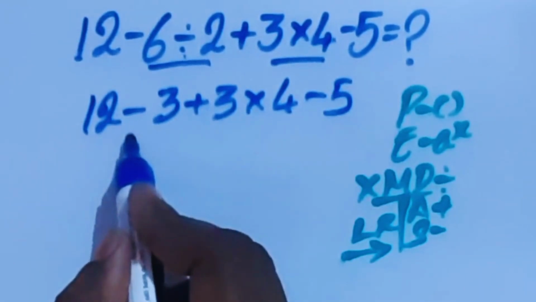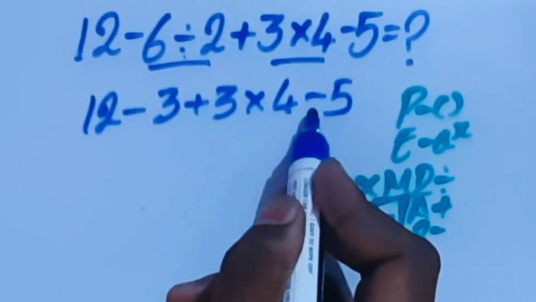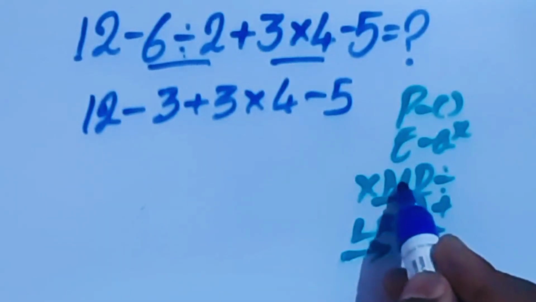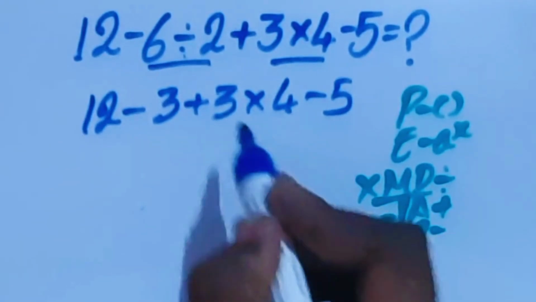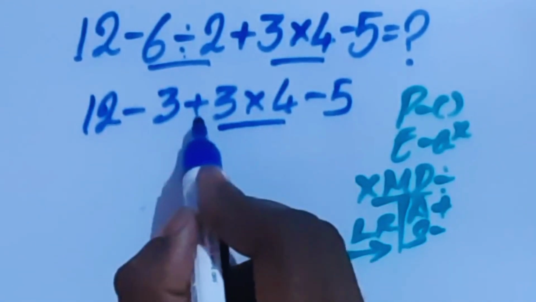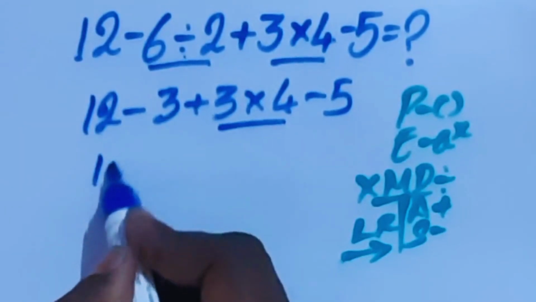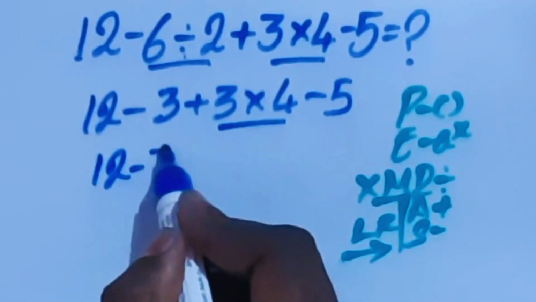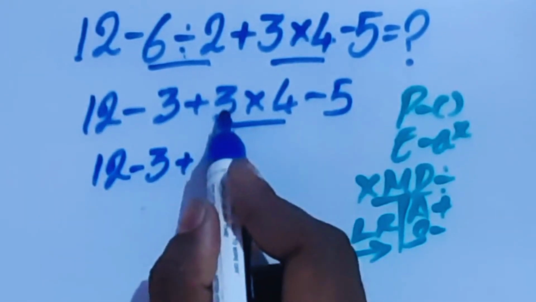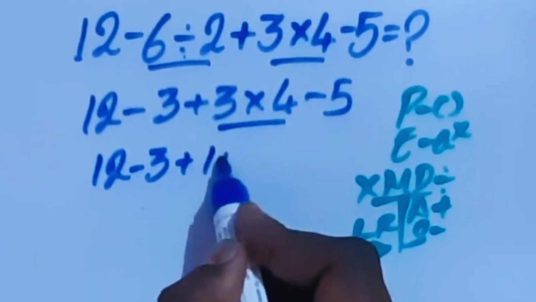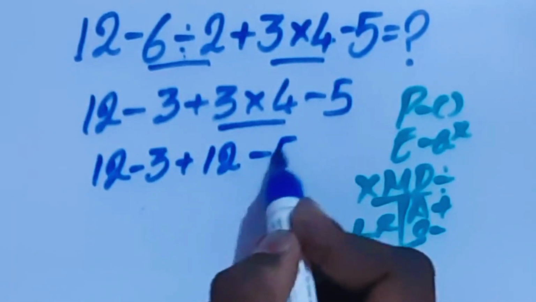Here we have subtraction, addition, multiplication and subtraction. Here, multiplication is higher priority than this addition and subtraction. So we have to do this multiplication before this addition and subtraction. So 12 minus 3 plus here 3 times 4 is 12 minus 5.